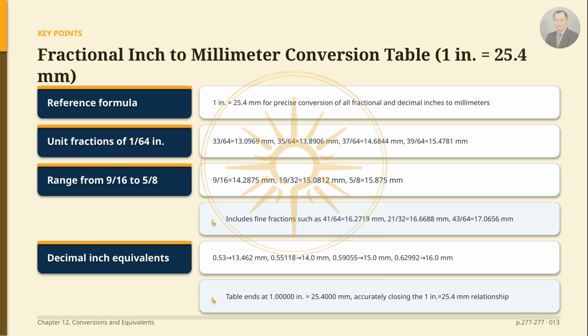This slide is a fractional inch conversion table based on the standard relationship that 1 inch equals 25.4 millimeters. For example, 33/64 is precisely converted to 13.0969 millimeters, and 5/8 is converted to 15.875 millimeters. The table includes detailed entries from fine fractions of 1/64 of an inch to their corresponding decimal inch values. Rather than memorizing all the figures, please use this as a reference to find the necessary dimensions during design or machining, and convert them to the exact millimeter values.